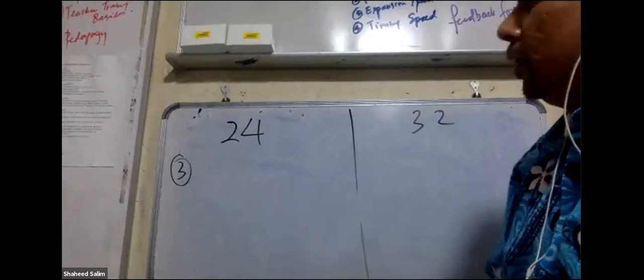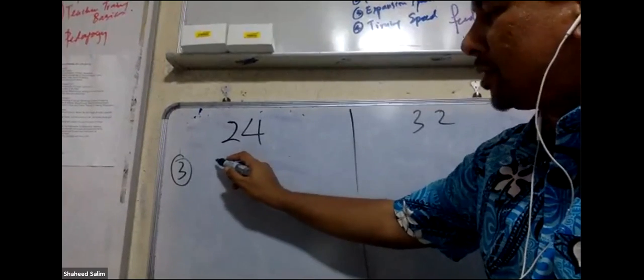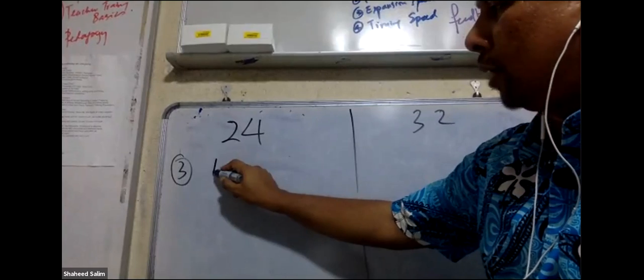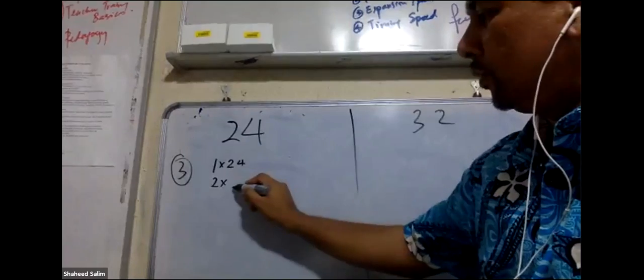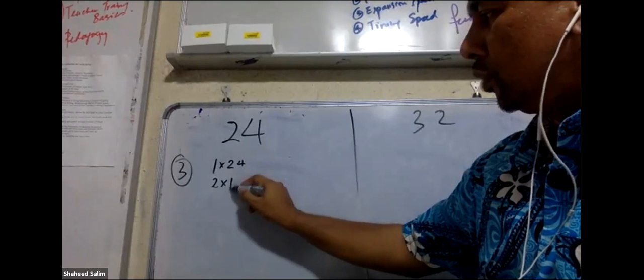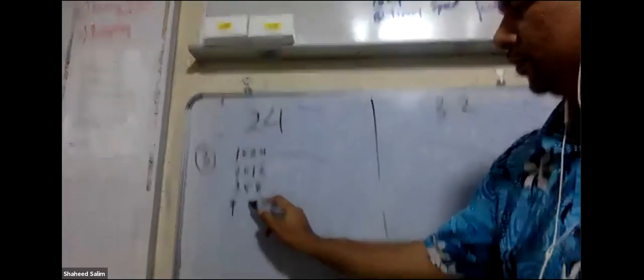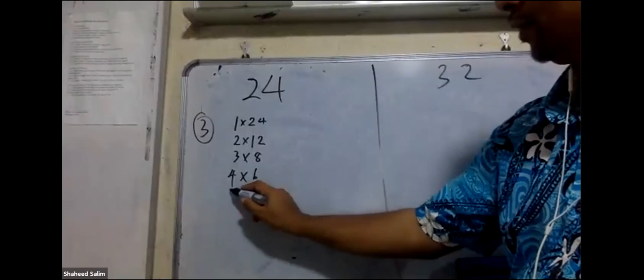My answer is 4. Okay, let us see whether it's 3 or 4. Now, first of all, I will always start with the 1 timetable. 1 times 24. Then 2 times 12. 3 times 8. Then 4 times 6. 5 cannot. Then 6 times 4 is the same thing.